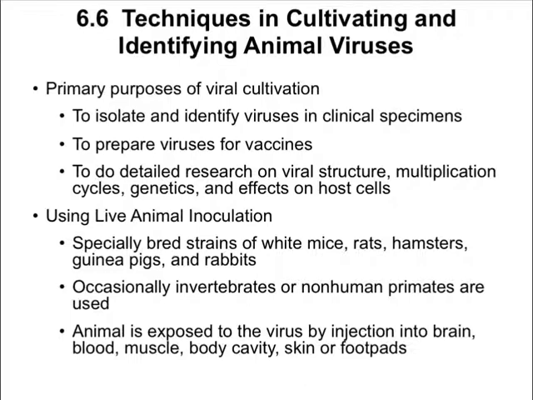Usually when we use live animal inoculation, we'll use specially bred strains of white mice, rats, hamsters, guinea pigs, and rabbits. Occasionally we'll use invertebrates or non-human primates. The animal will be exposed to the virus by injection in either the brain, blood, muscle, tissue, into a body cavity, into their skin, or on their foot pads.